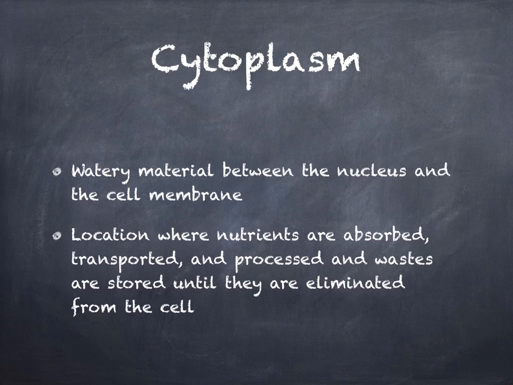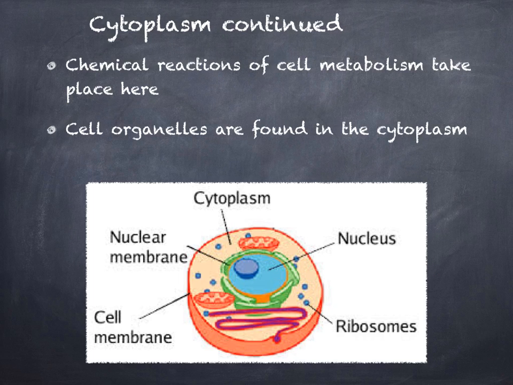The cytoplasm is a watery material between the nucleus and the cell membrane. Its location is where nutrients are absorbed, transported, processed, and wastes are stored until they are eliminated from the cell. This is also where chemical reactions of cell metabolism take place. Cell organelles are found in the cytoplasm. So ribosomes are one organelle that we find in the cytoplasm.